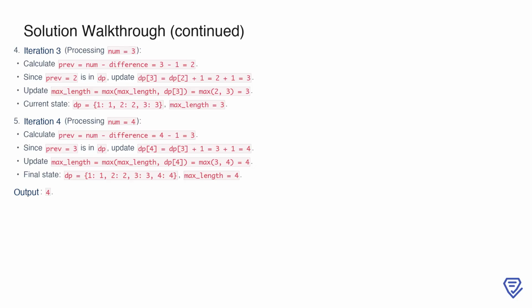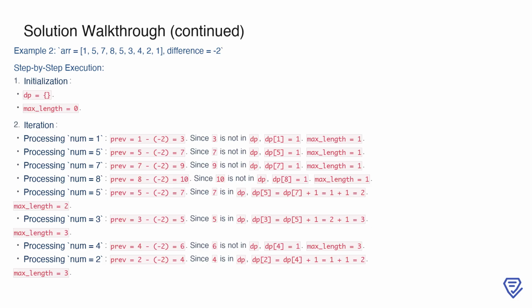Finally, for the fourth number, 4, we calculate the previous number as 4 minus 1 equals 3. Since 3 is in DP, we extend the subsequence ending at 3 by adding 4, setting DP[4] to DP[3] plus 1, which is 4. We update max_length to 4, which is the length of the entire sequence. At the end, our DP dictionary is {1: 1, 2: 2, 3: 3, 4: 4}, with a max_length of 4. The output for this example is 4, matching the length of the longest arithmetic subsequence with a difference of 1.